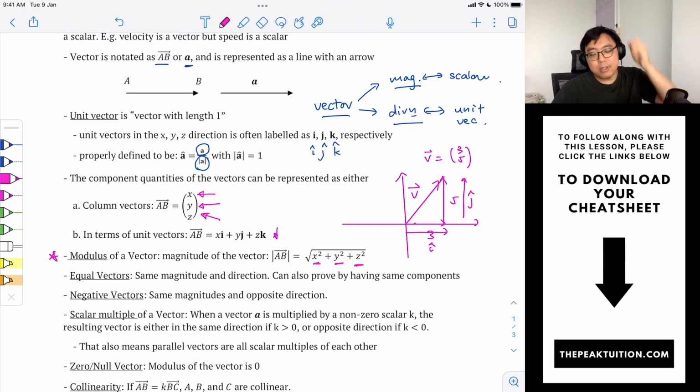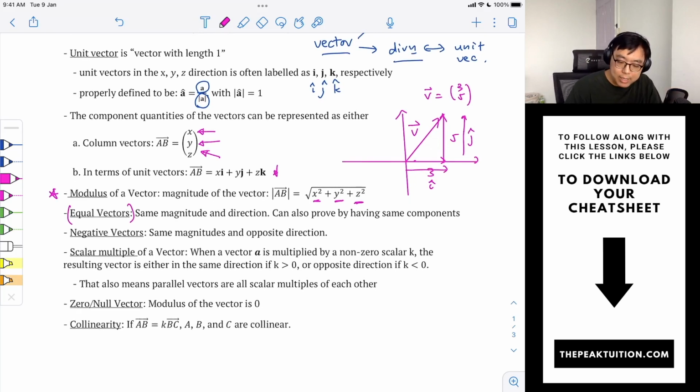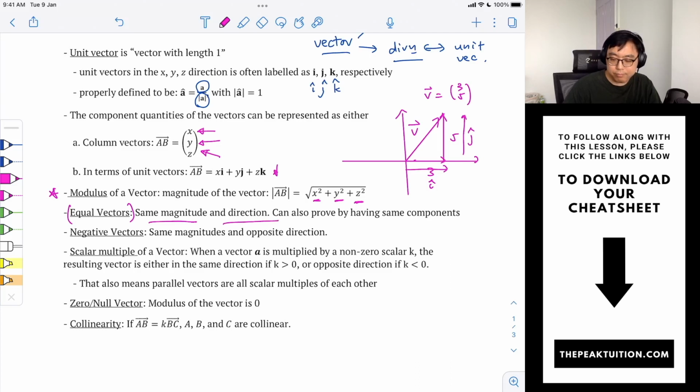When we have many vectors, we also encounter cases where vectors look the same. To confirm whether they are really the same, we need to show that they have the same magnitude and direction. That is one way. The second way is to prove that they have the same components. If I have a vector that is (1, 2, 3), and another vector we show is also (1, 2, 3), then these two vectors are the same. These are what we consider equal vectors.